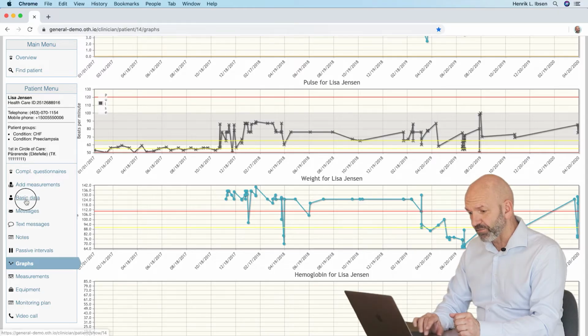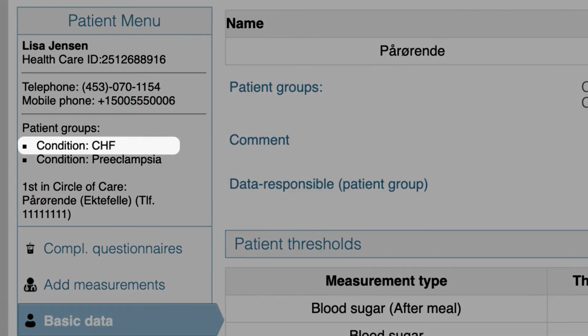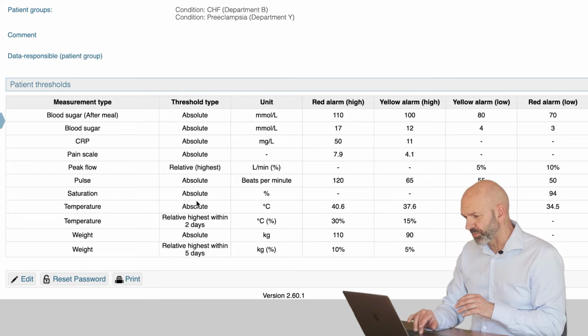So knowing the basic data from the patient is also important. Thresholds that have been applied to each patient are listed in the basic data. So when the patient is enrolled into a patient group like heart failure, they automatically inherit all the thresholds in that particular patient group, which means if you are entered into several patient groups, you will inherit those thresholds automatically. And in this case, Lisa is a comorbidity patient. She is a heart failure patient. She's also pregnant, which is fortunately not a chronic disease. So as you can see here on the threshold, she has some different thresholds, some different monitor parameters.